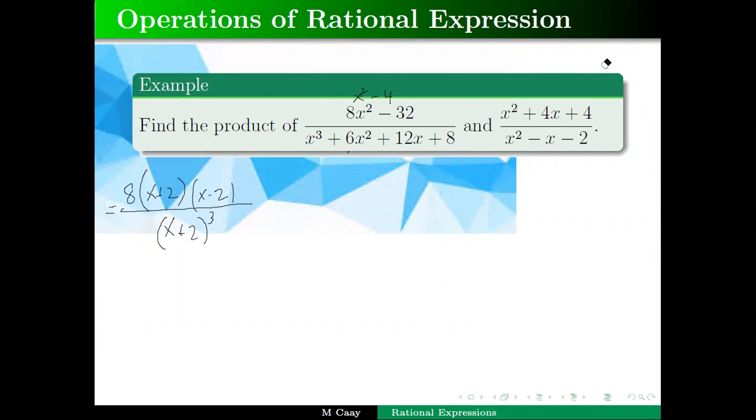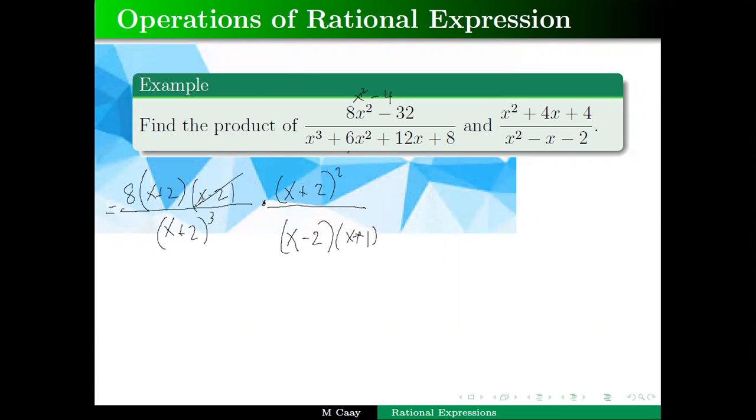So I can multiply that with, how about this? x squared plus 4x plus 4, I can write that as x plus 2 squared. I also have x minus 2 and x plus 1.